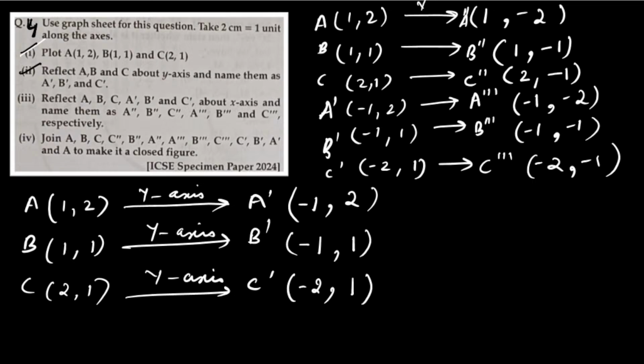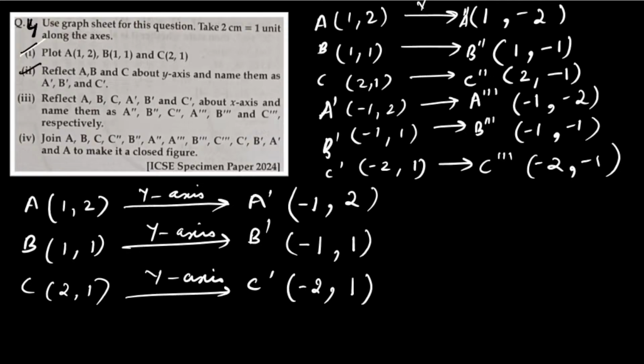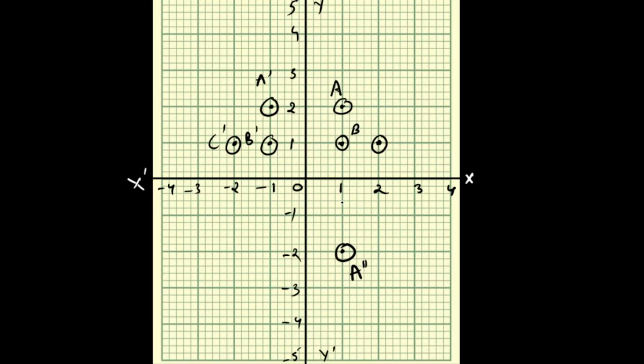So A double dash is (1, -2). 1 on the x-axis, then vertically down you have to go, opposite to -2. So this point is A double dash. Then B double dash is (1, -1). Here I have plotted (1, -1), this is B double dash.